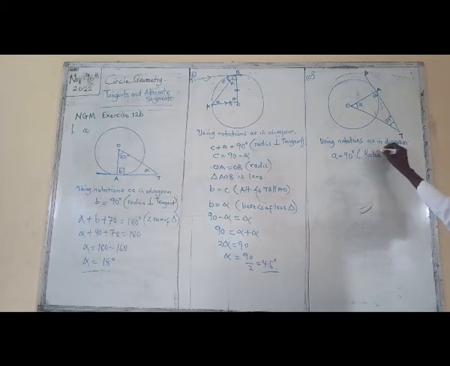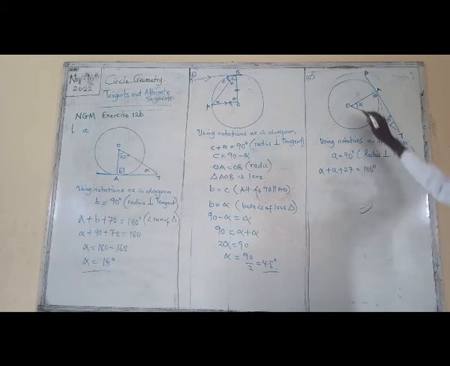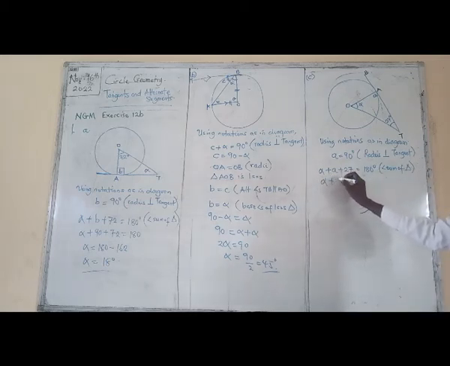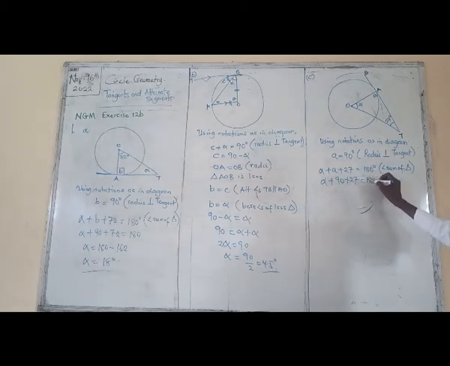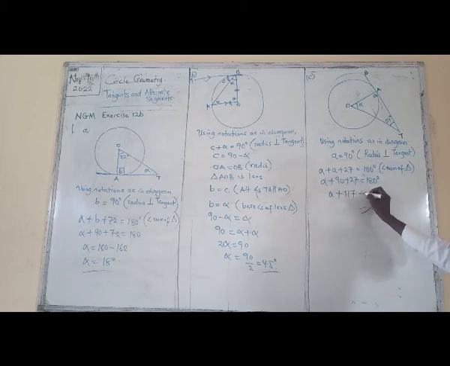Radius perpendicular to tangent. Radius is perpendicular to the tangent. So alpha plus A plus 27 will be equal to 180 degrees. This obviously is a triangle. So it will be angle sum of triangle. So alpha plus 90 plus 27 will be equal to 180 degrees. Is that not? Alright, so alpha will then be equal to, let's take it gradually, plus 117 equal to 180 degrees. You can actually use your calculator to process from here.